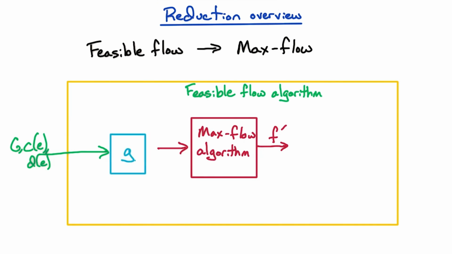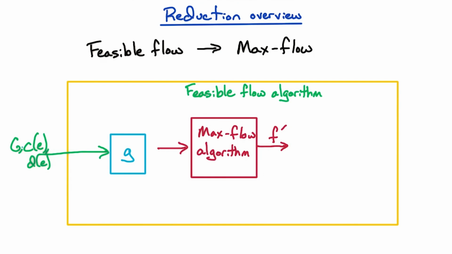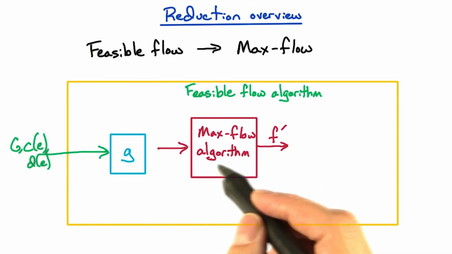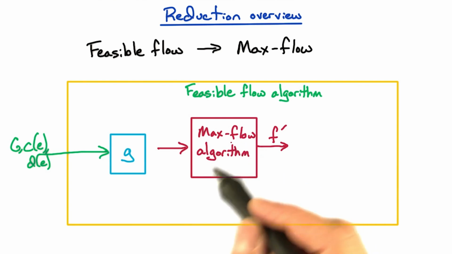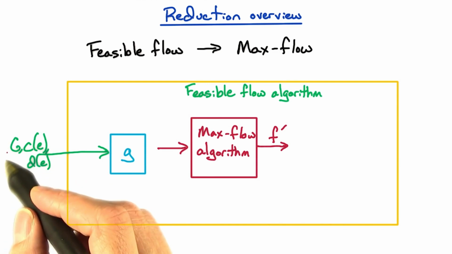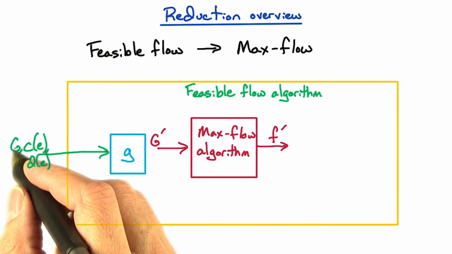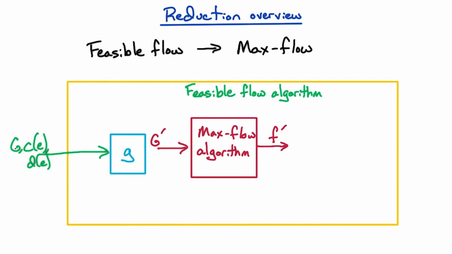Now we're going to define a function g which transforms this input to the feasible flow problem into a valid input to the max flow problem. Once again, what does the input to the max flow problem look like? Well, it consists of a directed graph, not necessarily the same directed graph that we have for the feasible flow problem. We're going to make a new graph. So we're going to define a new directed graph G prime based on this directed graph G. And we also need to specify the capacities along every edge.